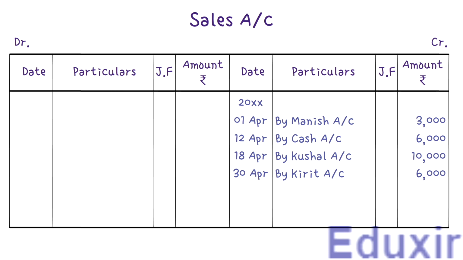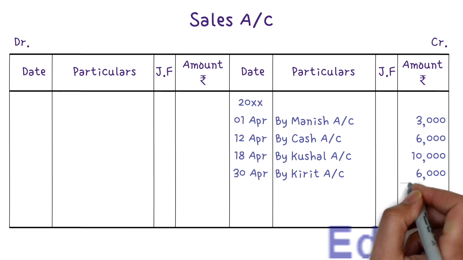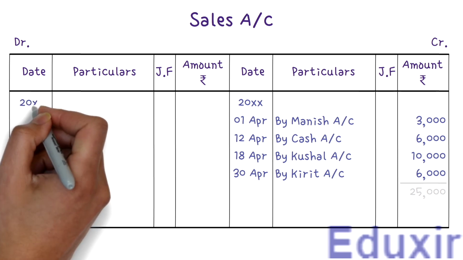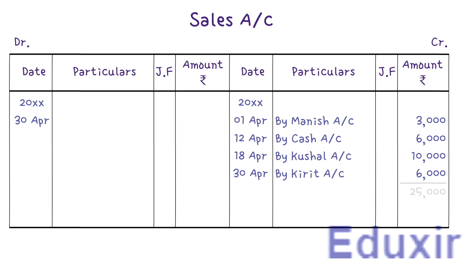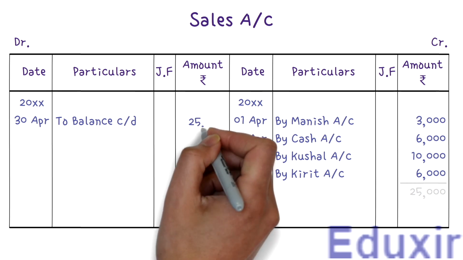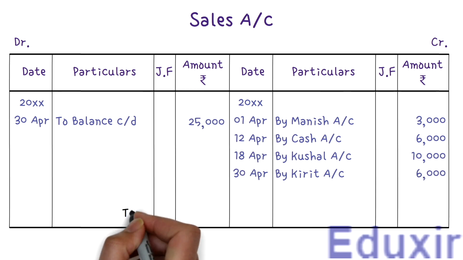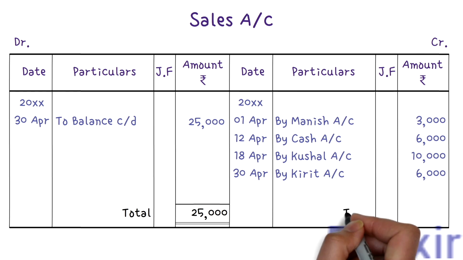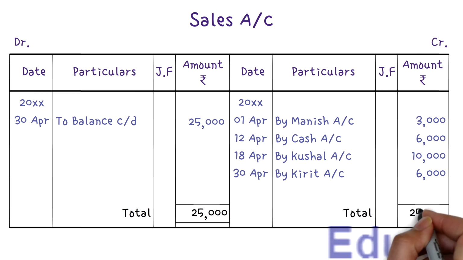Let us now take up the sales account. There are no entries on the debit side. The total on the credit side is 25,000 rupees. As there are no entries on the debit side, the entire total of 25,000 rupees should be carried down as credit balance. As this is the first entry on the debit side, let us first write the year and then let us write the date as the last day of the month. Let us then write to balance carried down in the particulars column. Let us then write 25,000 rupees in the debit amount column. Now the total on the debit side is 25,000 rupees. And the total on the credit side is 25,000 rupees. So now the sales account is balanced.